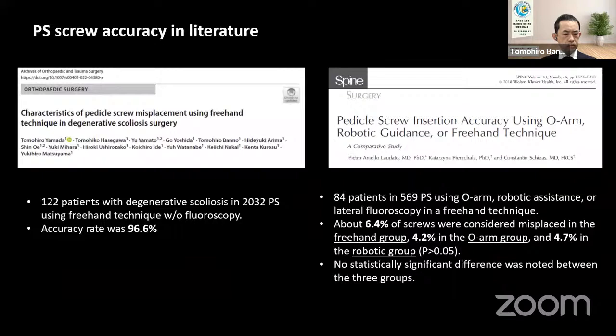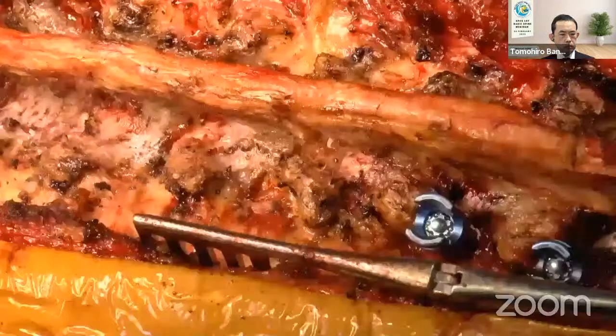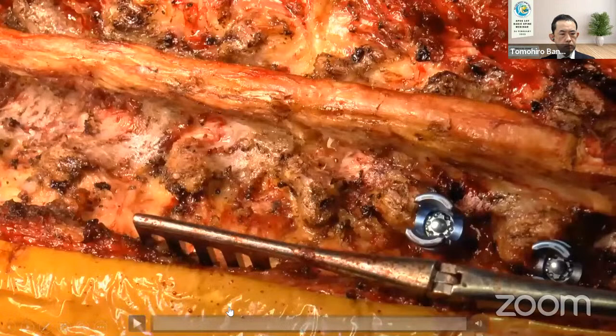In our data, based on this technique, pedicle screws could be inserted accurately in 96.6% without fluoroscopy. Other literature reveals that no statistically significant difference was noted among freehand, navigation, and robotic guidance. Right now, I will show you the operative video of inserting pedicle screws from T12 to T10.